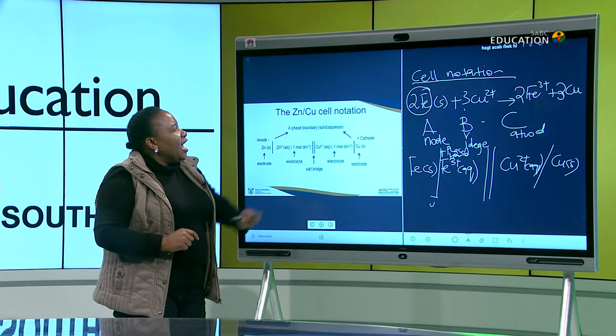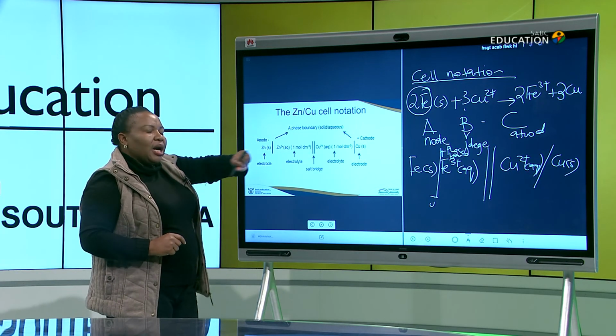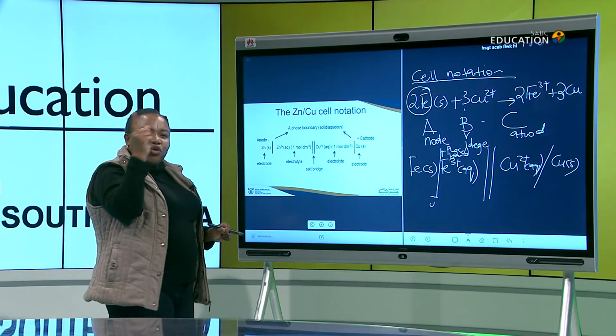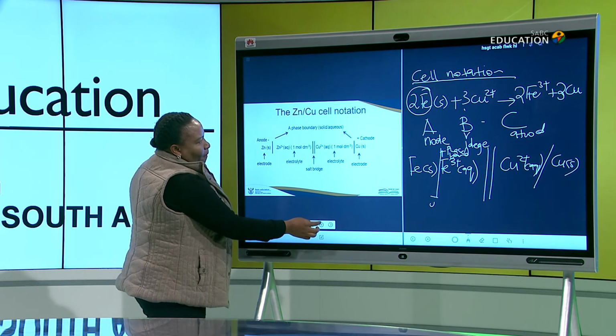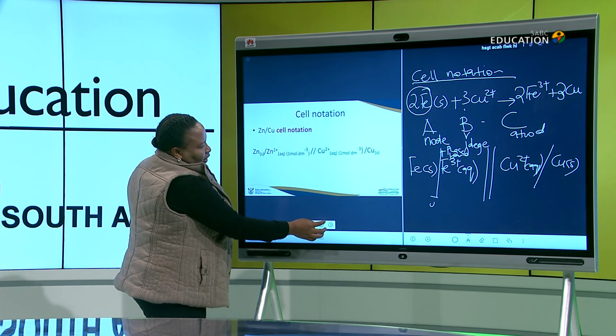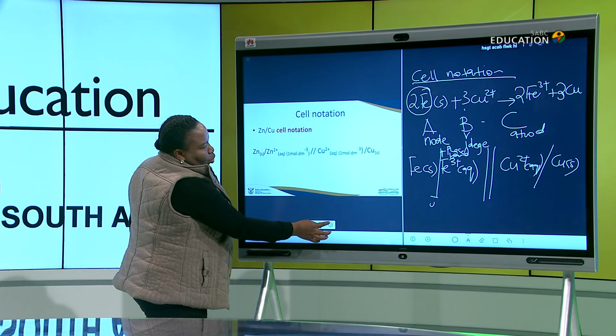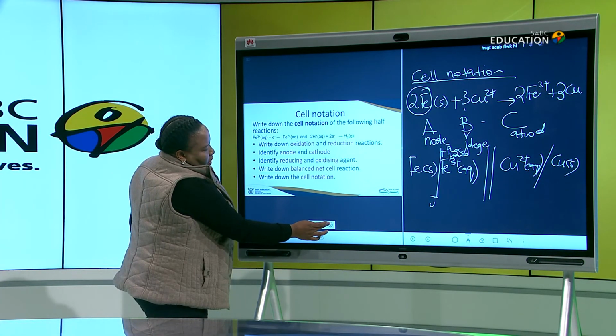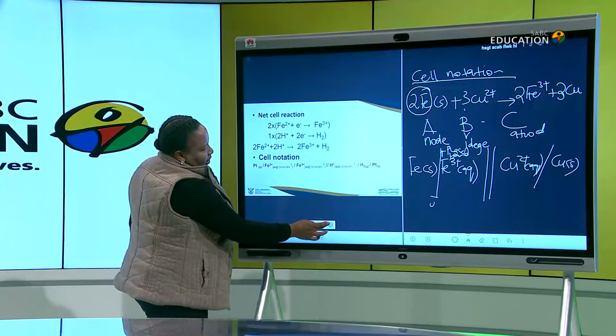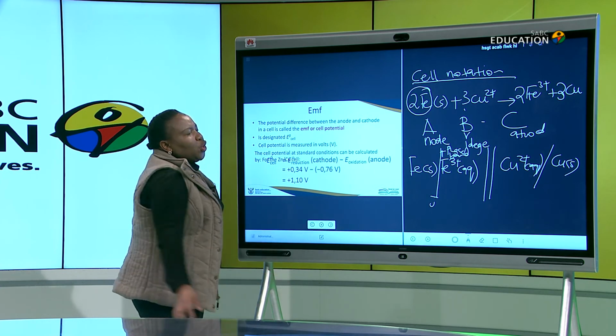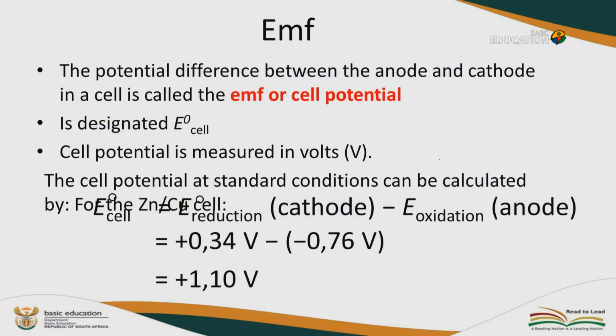So this is a cell notation for the zinc copper half cell that we have used in the previous example. This was just a cell notation again. We can also use the half cells to calculate the EMF of the cell so that we know how much electricity we can form from this specific cell, depending, of course, on the potential difference of the cell.